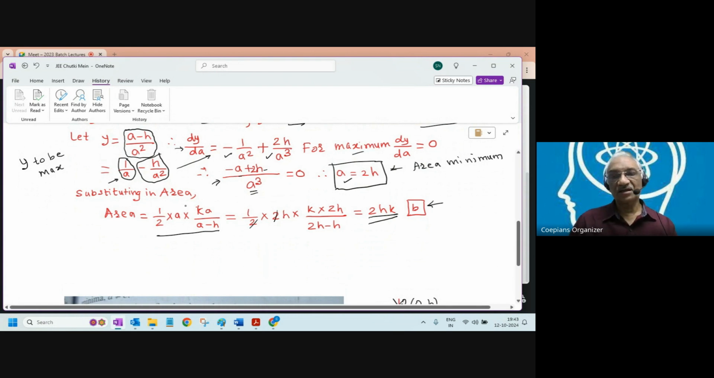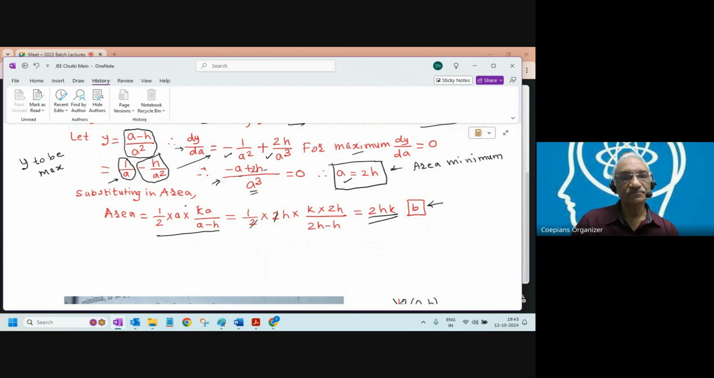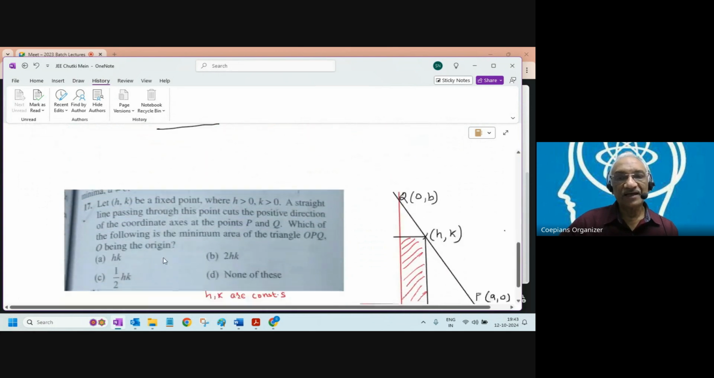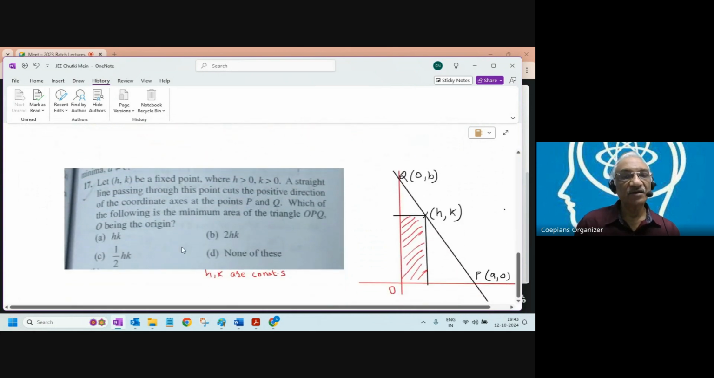So this is the classical solution. Now we will look at the Chutki wala solution. So are you ready? Okay, let's look at the Chutki wala solution. So guys, now we will look at the Chutki wala solution.